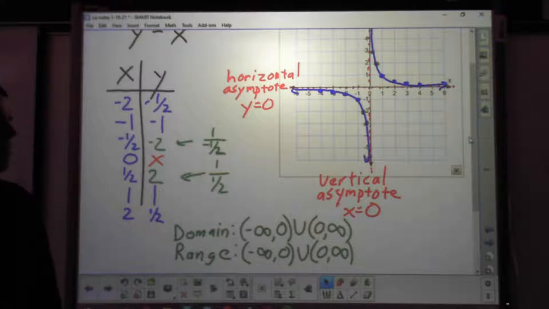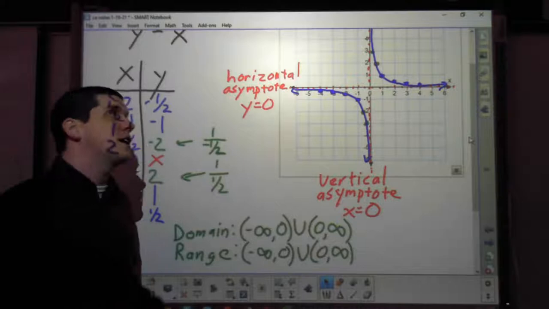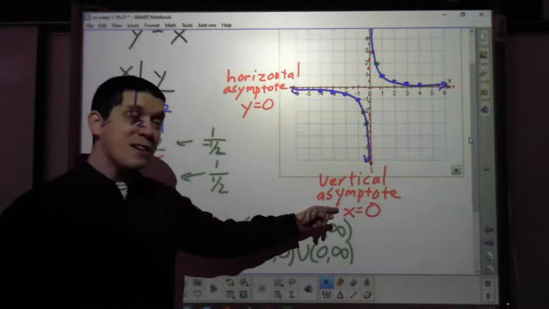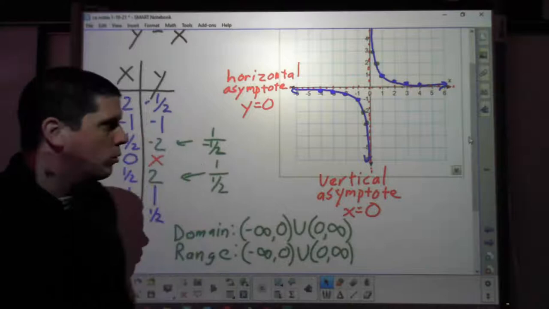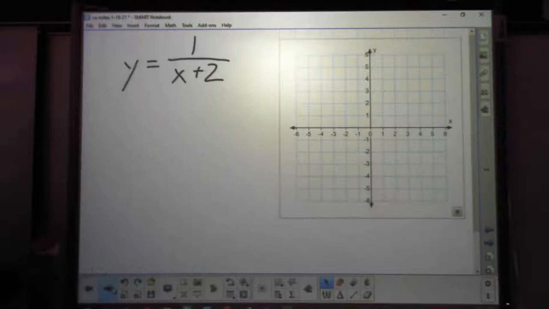So those are the things I'm going to expect you to identify. Identify any asymptotes, identify the domain and range. Now I'm going to tell you right now, if we can identify the asymptotes, we can use that to help us with the range. We're going to see that moving forward here. So let's take a look at another problem here.